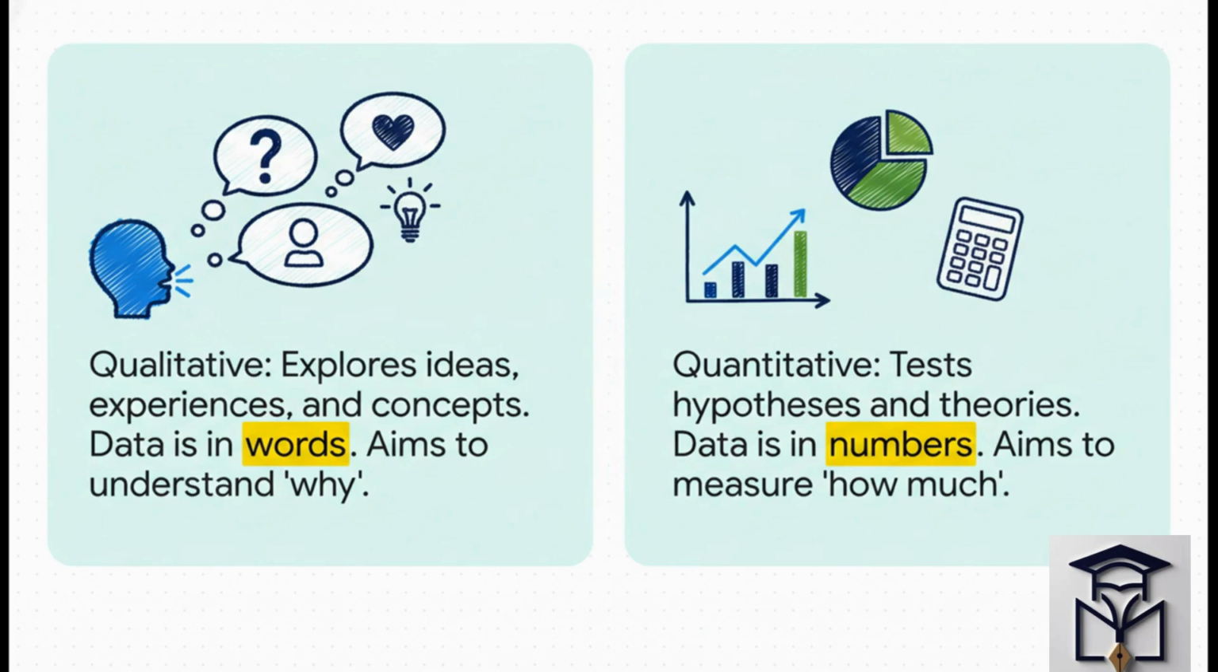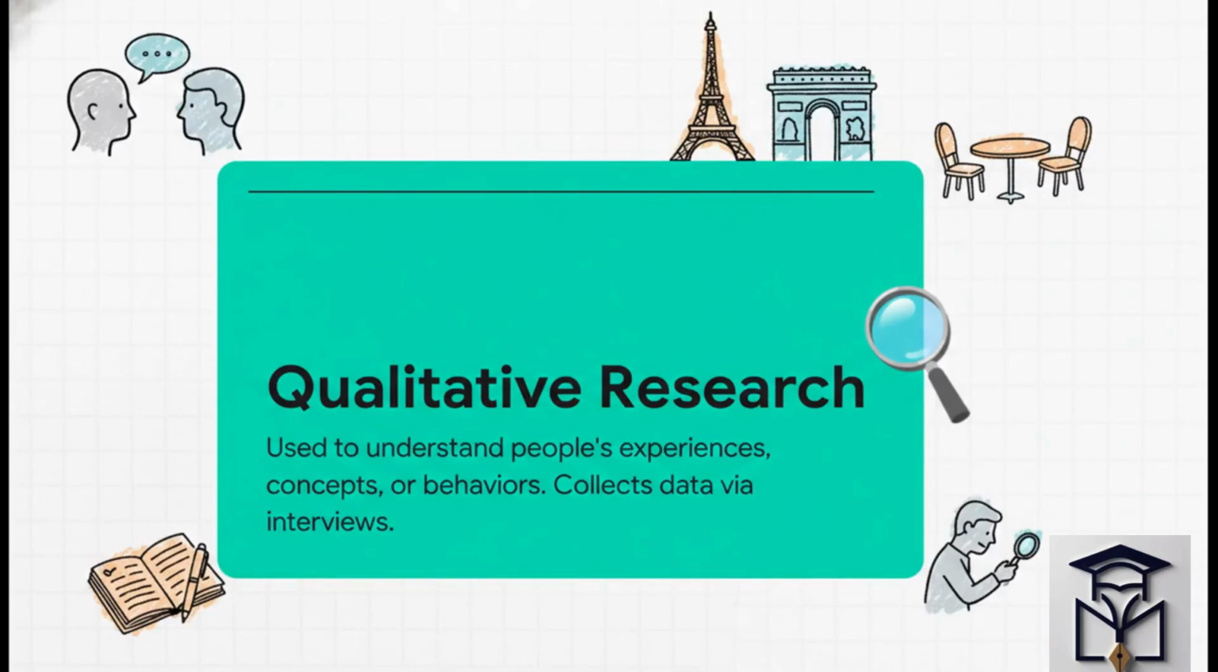On the other side, quantitative. This is all about measurement. It uses cold, hard numbers to test a theory and answer questions like how much or how many. So, if your mystery is about understanding people's personal experiences, what they really feel, you definitely go qualitative. Think of a question like, what was it like to experience that event? You're not looking for a number, you're looking for a story. So you do things like in-depth interviews or observe people to get that rich, descriptive data.